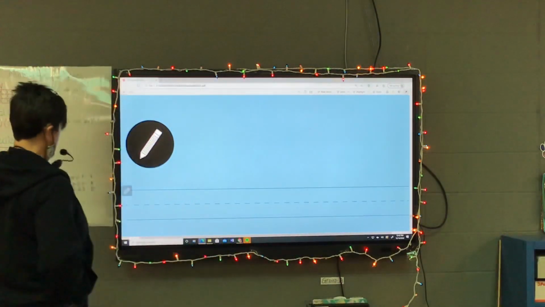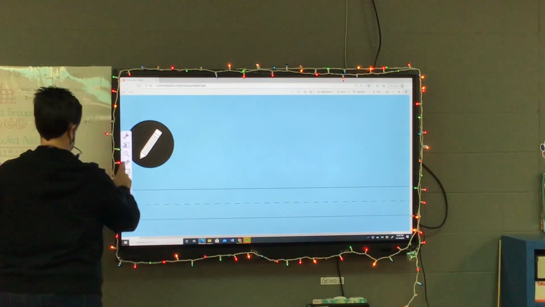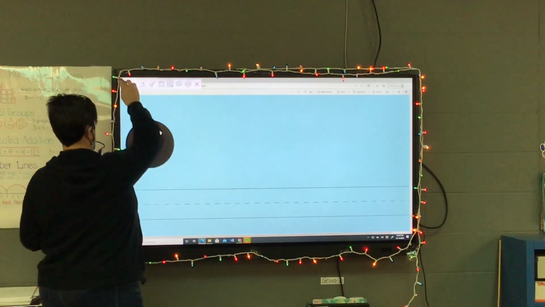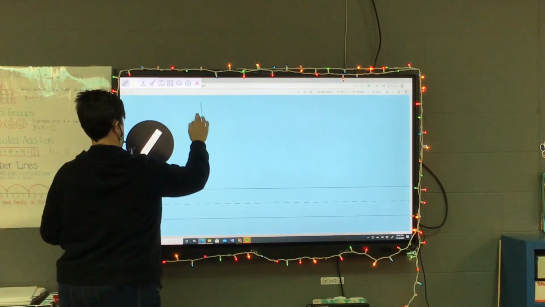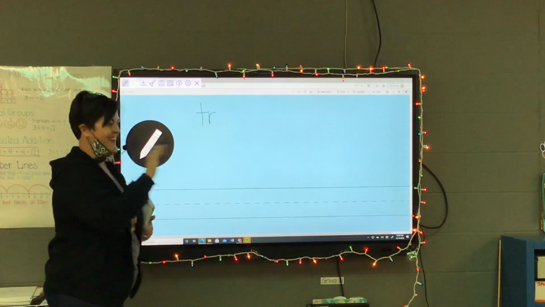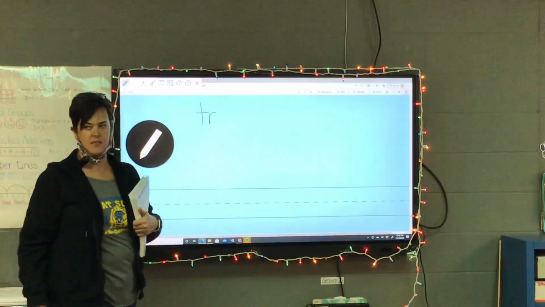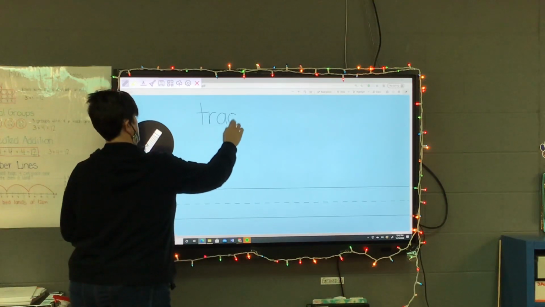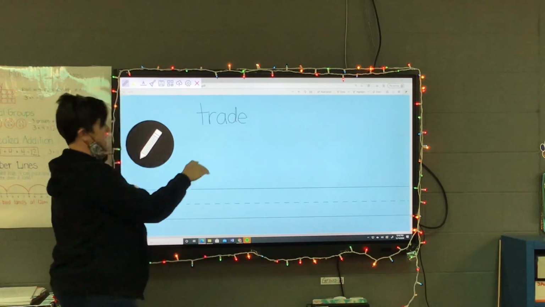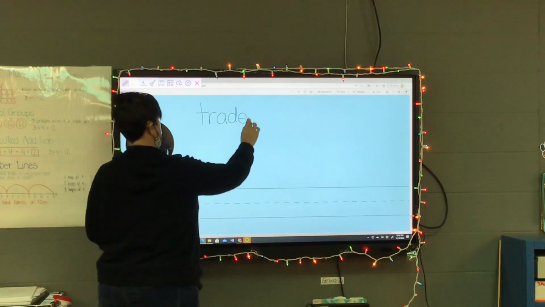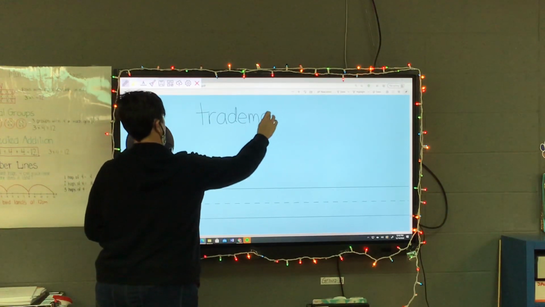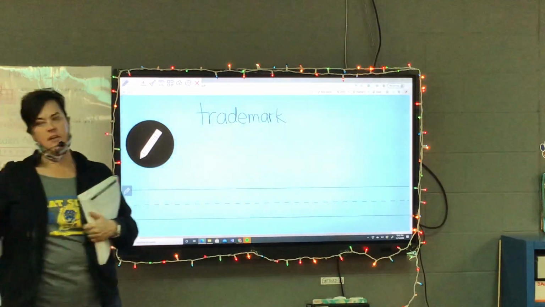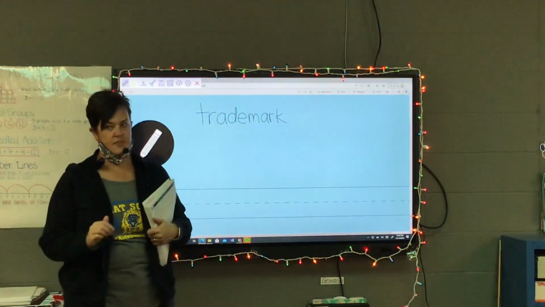Let's go over those 5 words. So the first word was trademark. What about the ade in trade? Yes. So trade and then mark. R. It's not CK because that's not a short vowel in front of it. It's just a K.